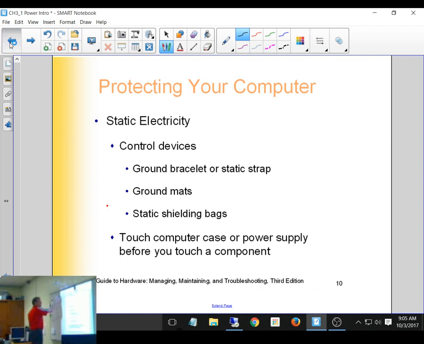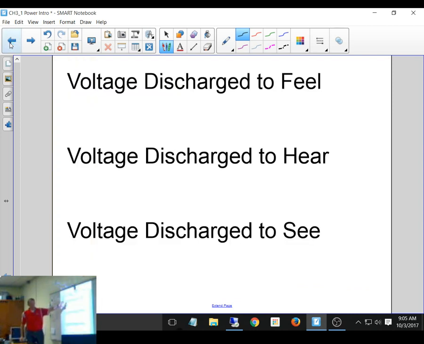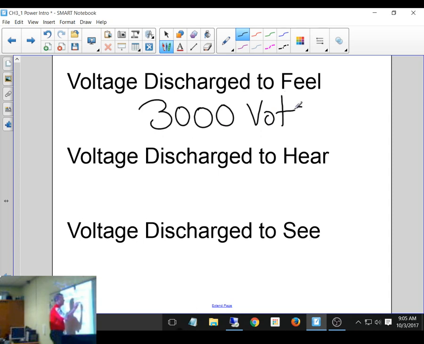I'm going to go back to our slide. Voltage to feel it, we said, is how much? 3,000 volts. We have to discharge 3,000 volts before we even know that we discharged anything. Meaning that if I just touched him and I discharged 2,500 volts, he wouldn't even know. Okay? But it could certainly ruin an electrical component, which is why every time I come up, I grab this first. Or if that's pulled, I grab the case, because many times the cases are metal, and even if the case isn't metal, I grab a metal part inside the computer. Okay? To try to discharge that.